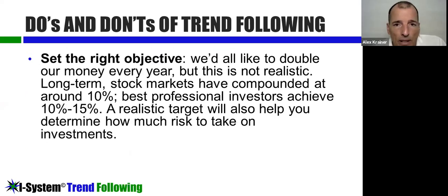Set the right objectives. We all would like to double our money every year, but this is not realistic. Long-term stock markets have compounded at around 10%, and the best professional investors, best hedge fund managers, achieve between 10 and 15% returns over the long term. This is after fees, so let's call it 10 to 20% before fees. So let's say that you can legitimately target 10 to 20% per year. You shouldn't go for more than that. More than that requires a lot more risk, and more risk means that things can go badly.